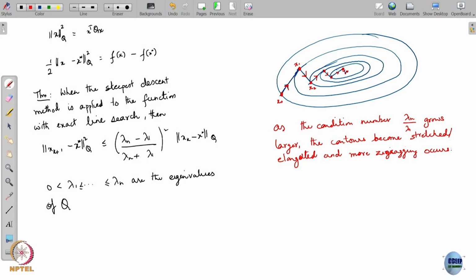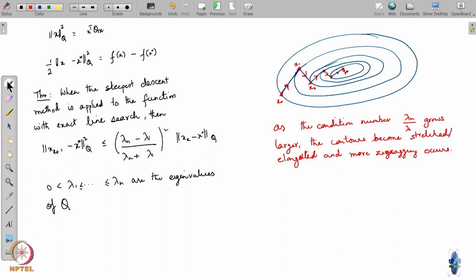Nonetheless, one thing that this result actually tells us directly is that the steepest descent method converges linearly in general. So, the convergence of the steepest descent method is linear. There is all this zigzagging, but it does converge, but it converges only linearly.